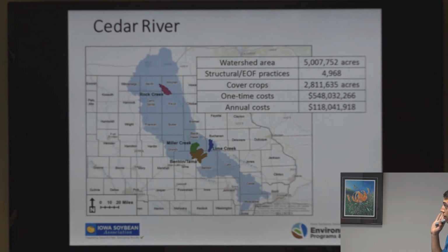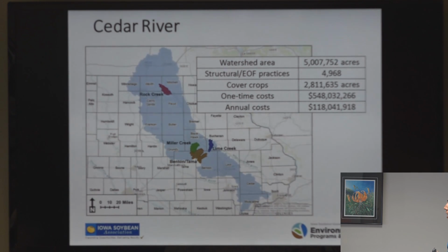So we're talking about 5 million acres for the Cedar River Basin, and if we average out from these other 4 watershed plans and scale up, that's nearly 5,000 structural practices: wetlands, bioreactors, and saturated buffers. Probably a little high because there are some larger urban areas in the Cedar River watershed, but we're just doing back of the envelope math here, right?